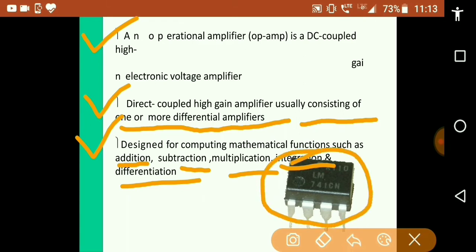This is the IC diagram of operational amplifier. It is a 8-pin IC. This is a 741. IC name is 741.